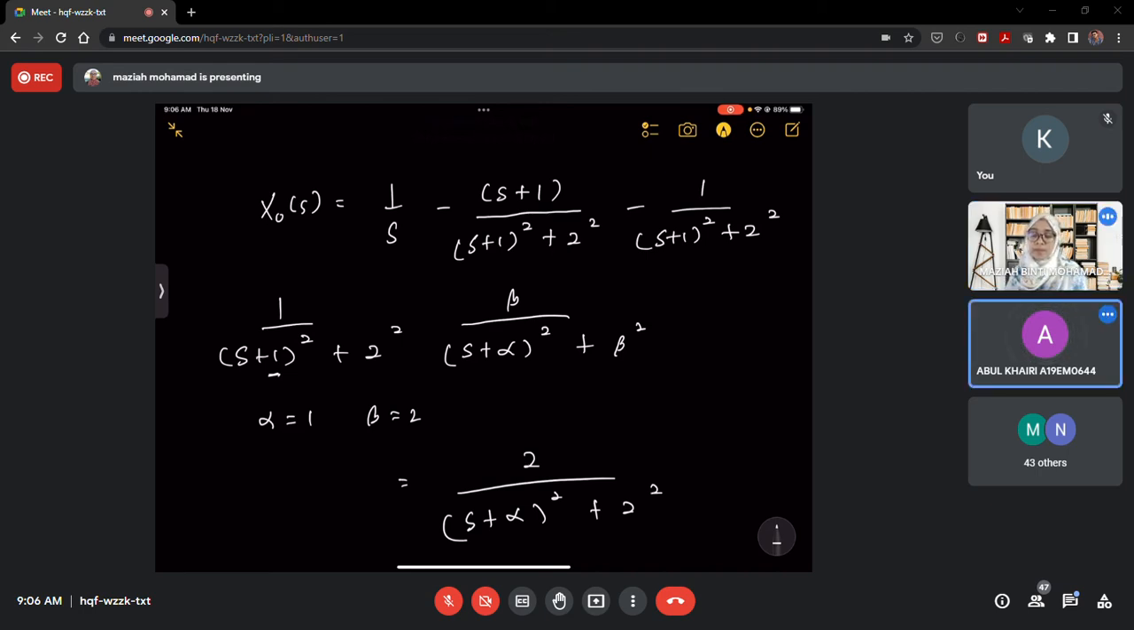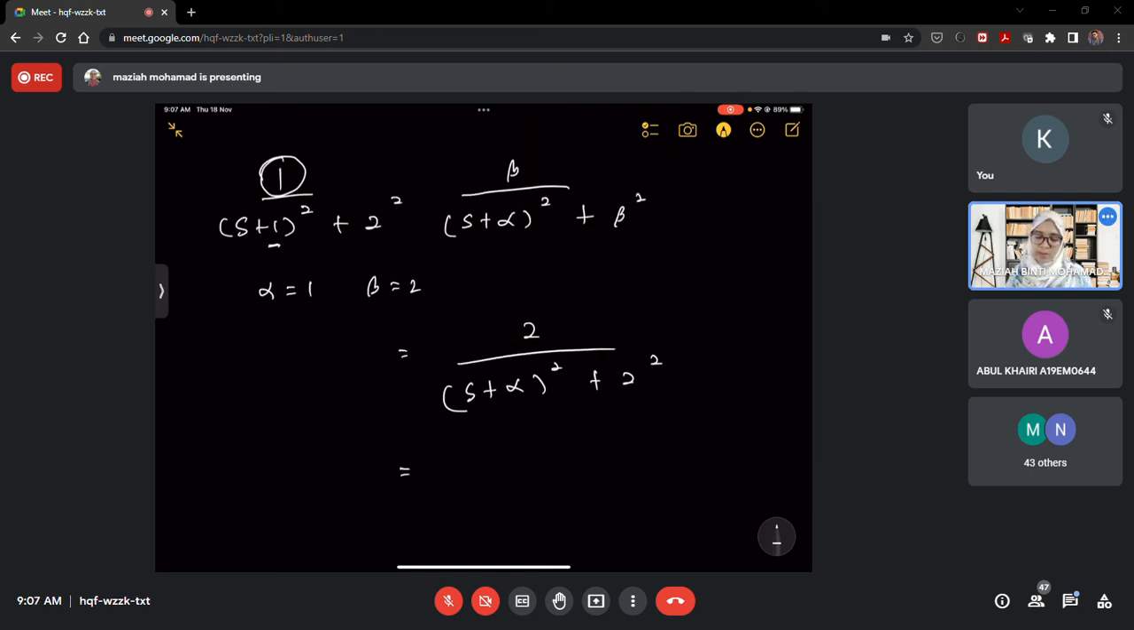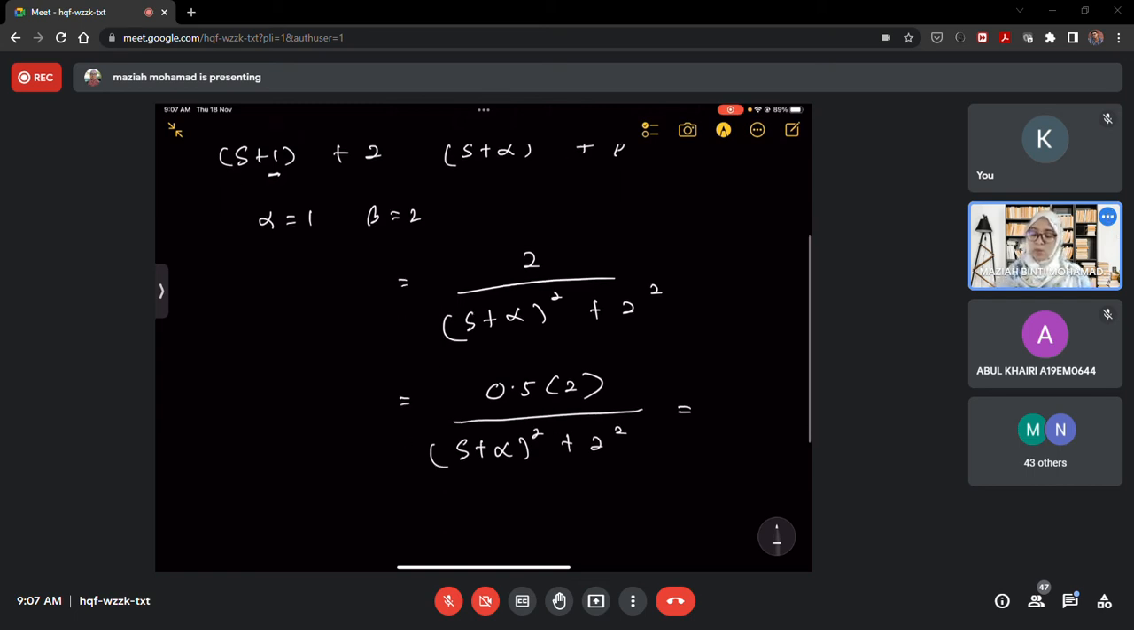Correct. Okay, but now our term here is 1. It is not 2. So what we're going to do is multiply with 0.5 multiply with 2, over S plus alpha square plus 2 square, which is also similar to 1 over S plus 1 square plus 2 square.